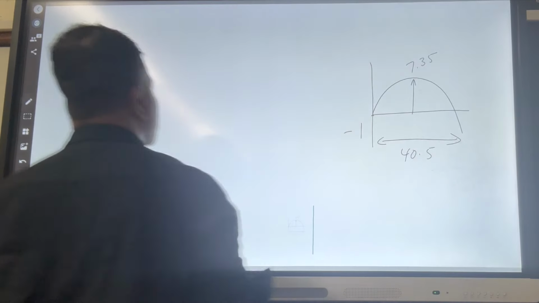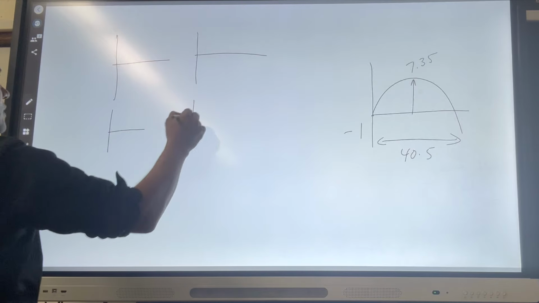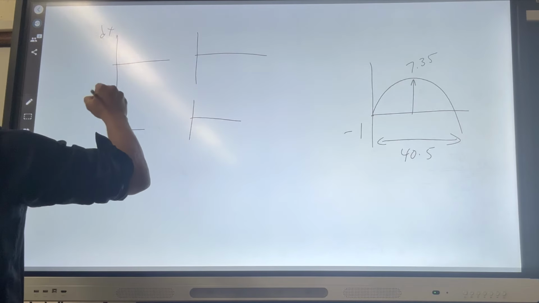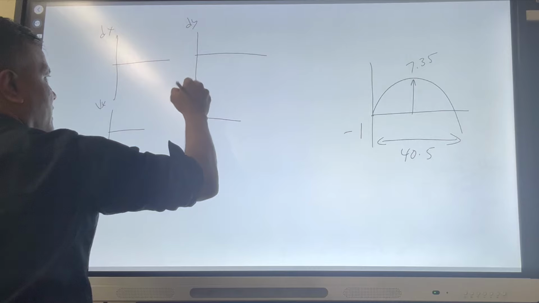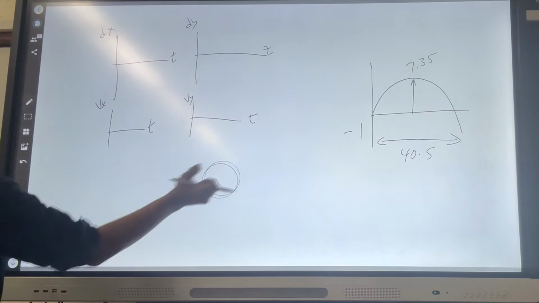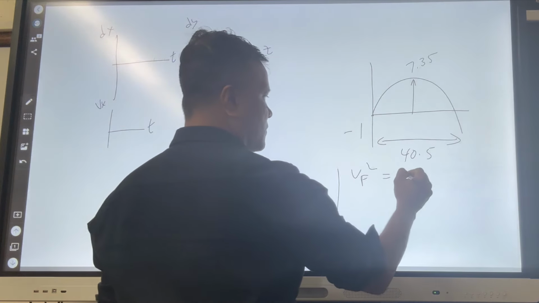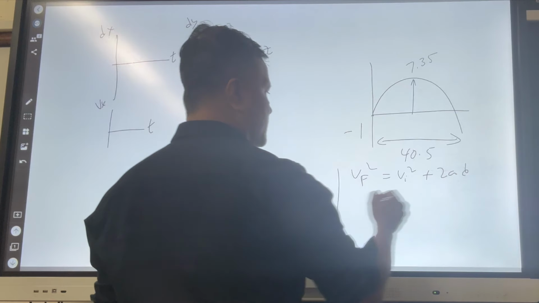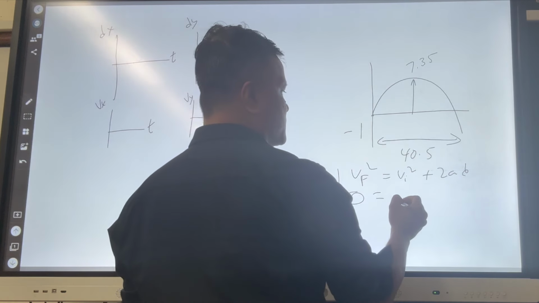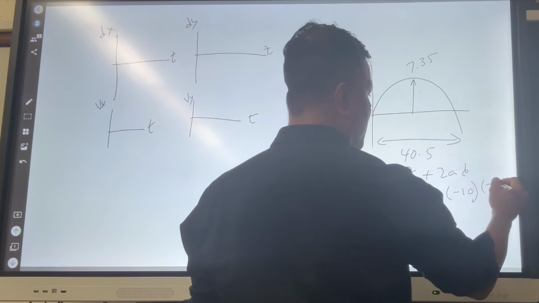Okay, what do you need to do? You need to draw 4 graphs, 1, 2, 3, 4. You call it dx, vx, dy, vy. And this is, of course, a function of t. First you're going to have to find the initial velocity, right? How can you find it? Vf squared equals vi squared plus 2 a d, so this one is 0, and 2 times negative 10 times d is 7.35.